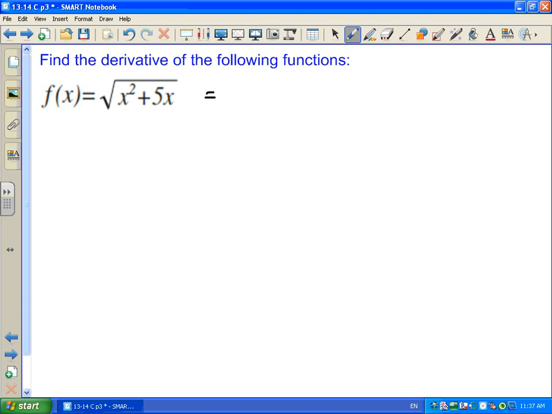Now, before we even set about trying to find the derivative, is there a way that we should rewrite this to make it a little easier to find the derivatives? What have we always done with square roots as we've been going along here? Yeah, we put it in exponential form. So this will be x squared plus 5x, and taking the square root is the same as having an exponent of 1/2.